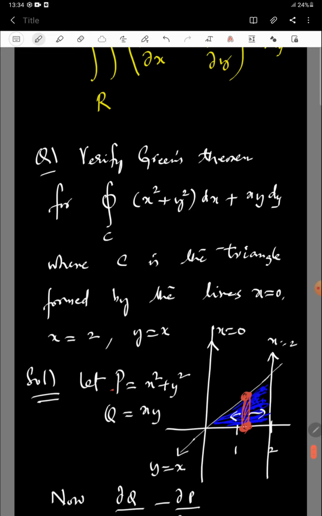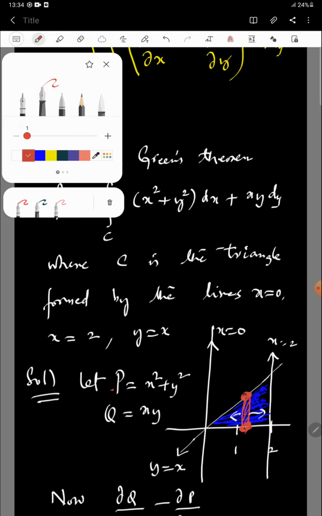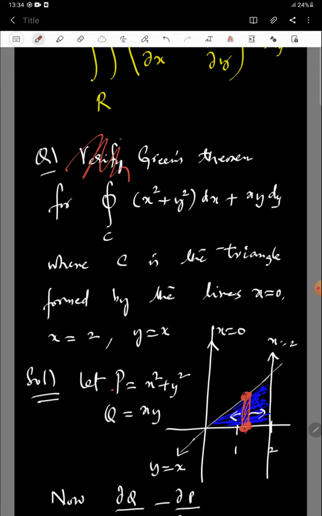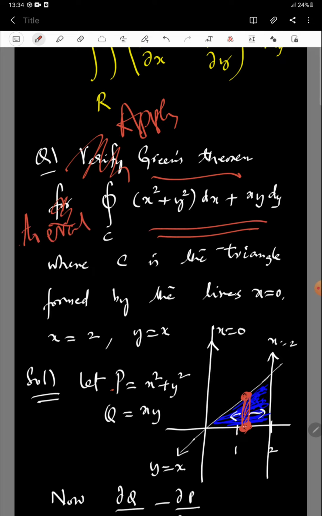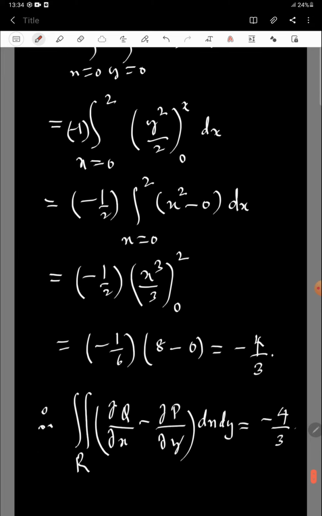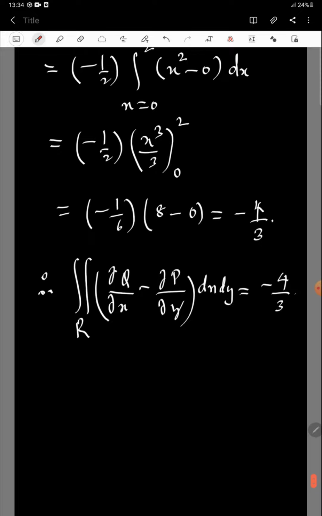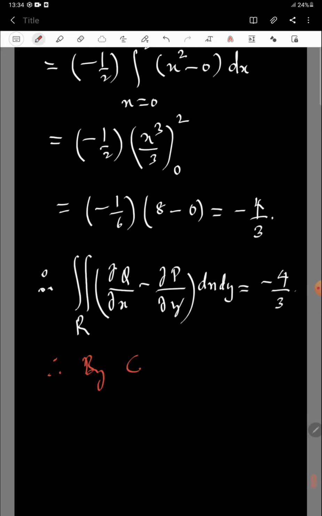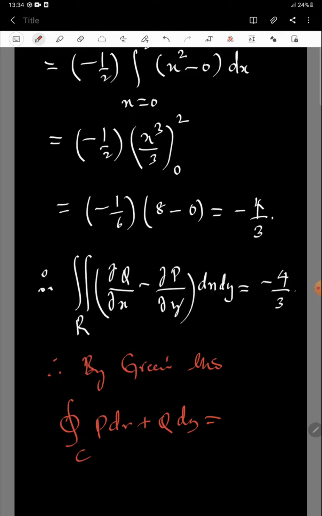If the question says apply Green's theorem to evaluate this integral, for this same problem, then your answer is over, because ∂Q/∂x minus ∂P/∂y is nothing but this. Therefore, by Green's theorem, the integral over C of P dx plus Q dy is equal to minus 4/3. Be careful, all of you, this is a very important point. The matter ends here if the question is to apply Green's theorem, but here it is to verify Green's theorem.